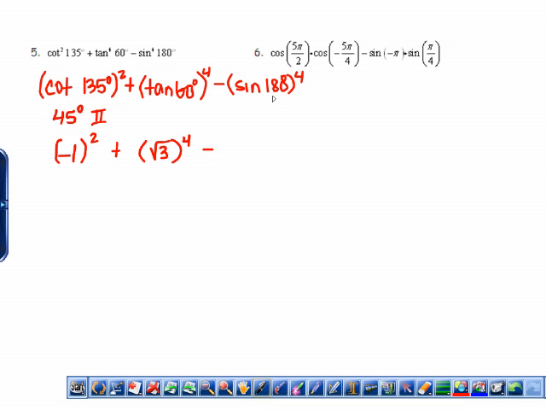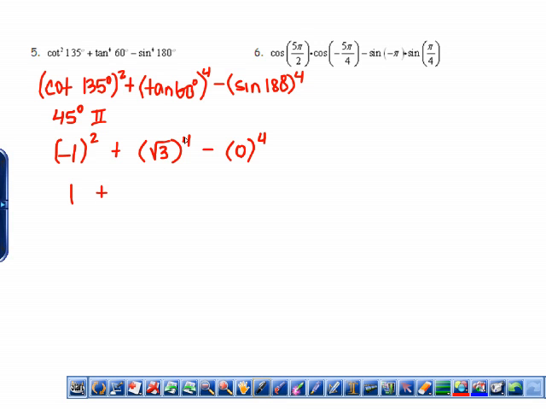Sine of 180 degrees. This is from our OIO chart, okay? So refer back to your OIO chart from yesterday or jot it down again, and you can see that sine of 180 degrees is 0. So we have 0 to the 4th. Okay, let's think about what all of these things are. -1 squared, +1. Alright, square root of 3 to the 4th.